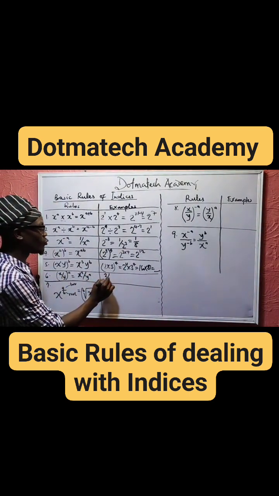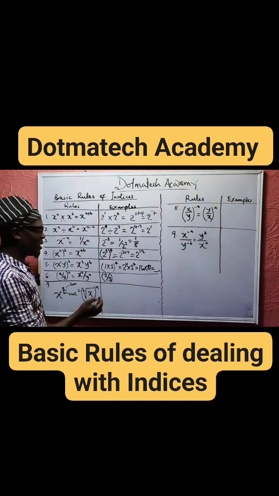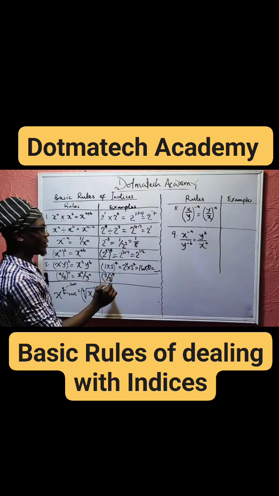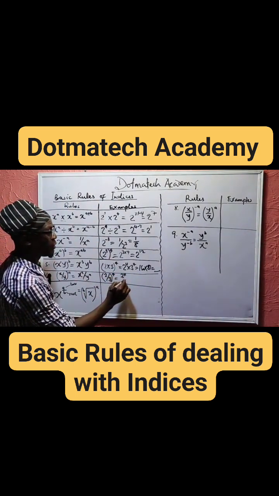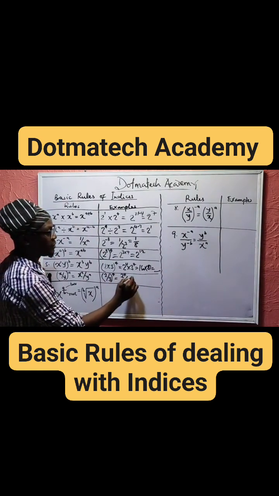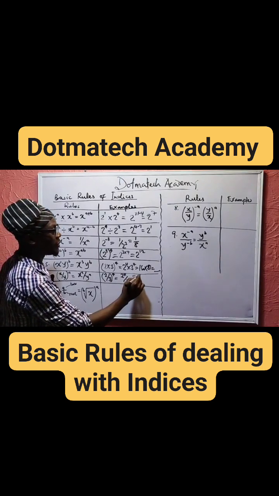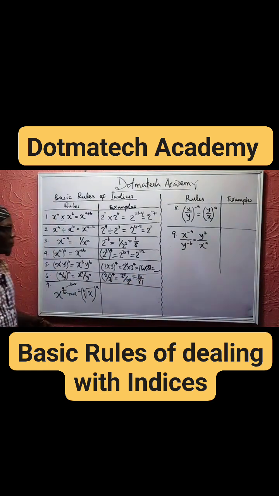It means that when you have 2 over 3 raised to the power of, let's say, 4, the denominator will carry the power, and the numerator will also carry the power. In this case, you have 2 raised to power 4 is 16 over 3 raised to power 4 is 81. Okay, let's go to the 7th rule.